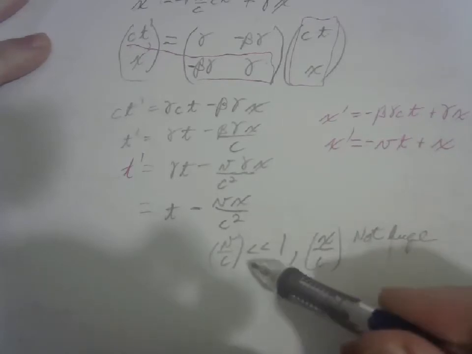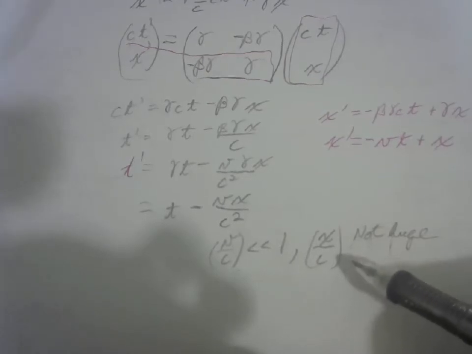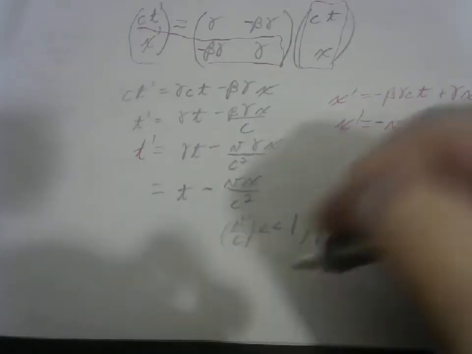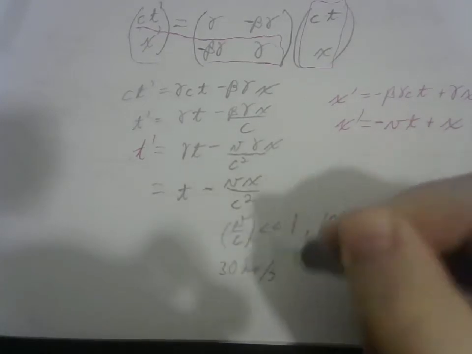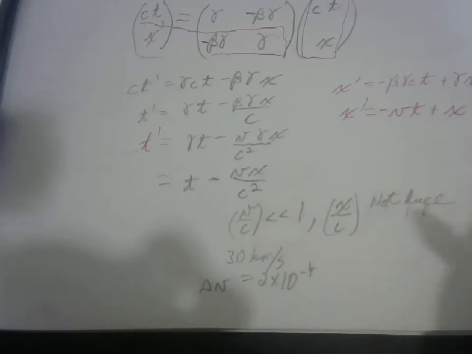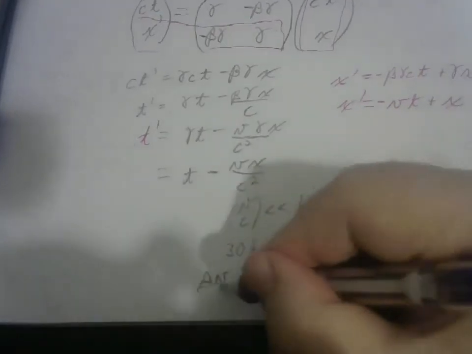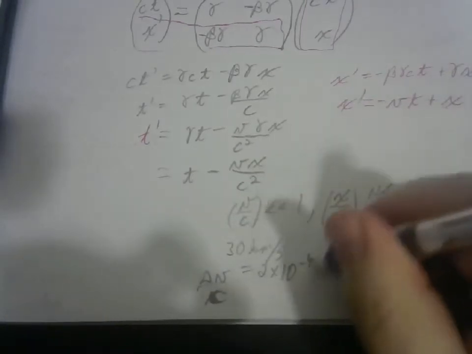Because if this is much, much less than 1, and this is huge, then you end up with a significant number there. For instance, the orbital speed of Earth around the Sun is 30 kilometers per second, which is a delta V, when we go all the way around the Sun, of 2 times 10 to the negative fourth c, or delta V over c of 2 times 10 to the negative fourth.